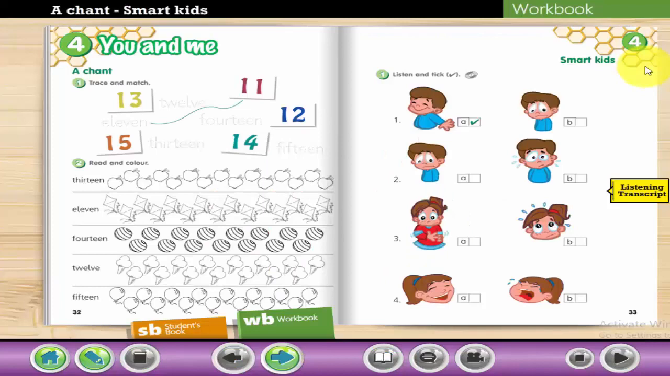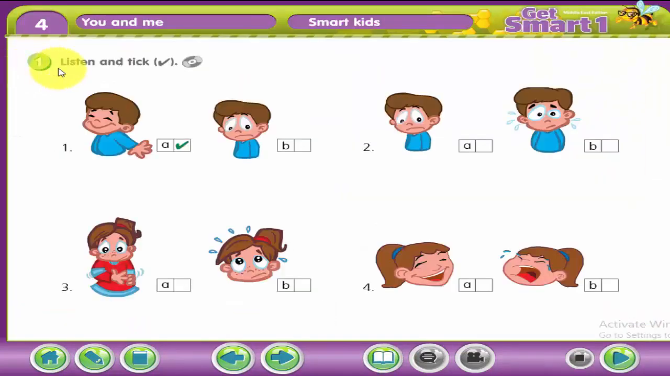Turn to workbook, page 33. Activity 1. Listen and tick. We will listen to the question and answer and choose the suitable picture from A and B. With each number there are two pictures, A and B.